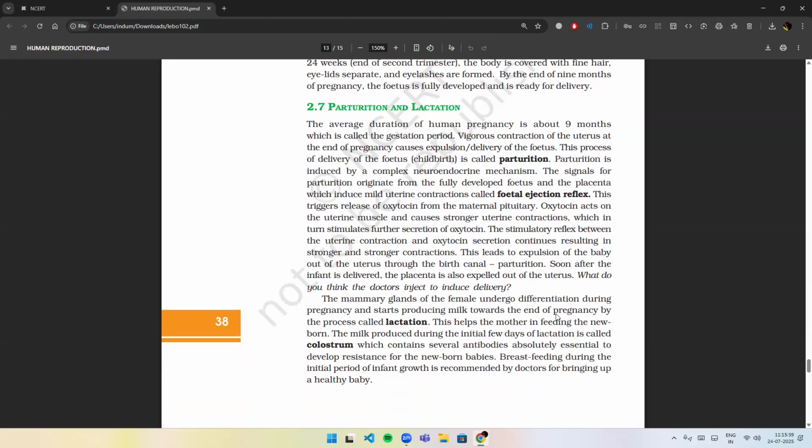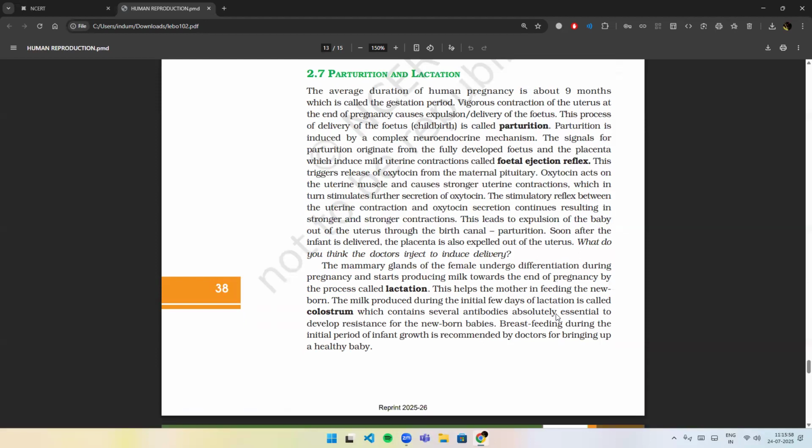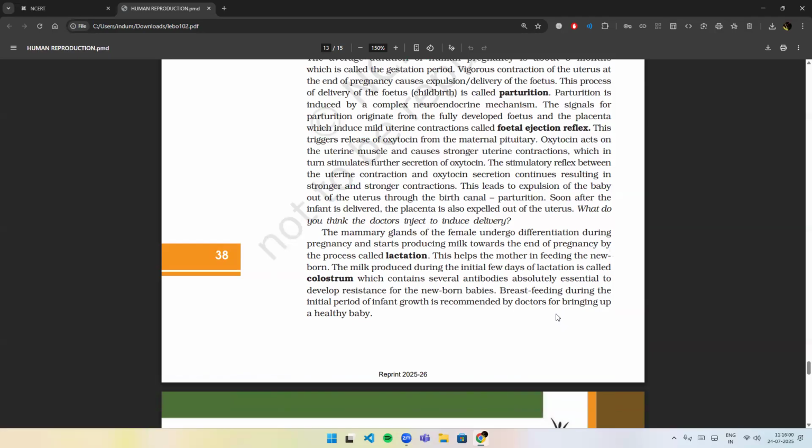The signals for parturition originate from the fully developed fetus and the placenta, which induce mild uterine contractions called the fetal ejection reflex. This triggers release of oxytocin from the maternal pituitary. Oxytocin acts on the uterine muscle and causes stronger uterine contractions, which in turn stimulate further secretion of oxytocin. The stimulatory reflex between the uterine contraction and oxytocin secretion continues, resulting in stronger and stronger contractions. This leads to expulsion of the baby out of the uterus through the birth canal, parturition. Soon after the infant is delivered, the placenta is expelled out of the uterus.